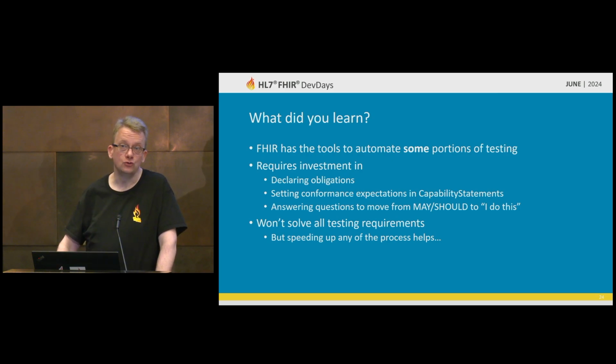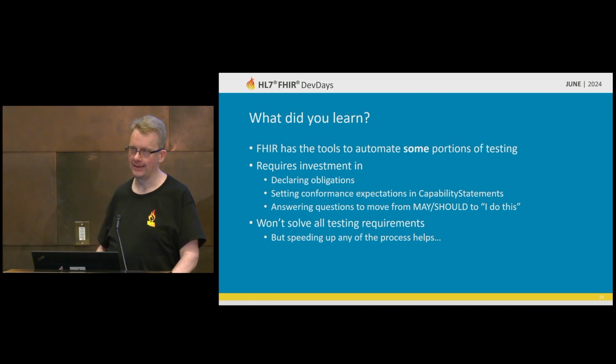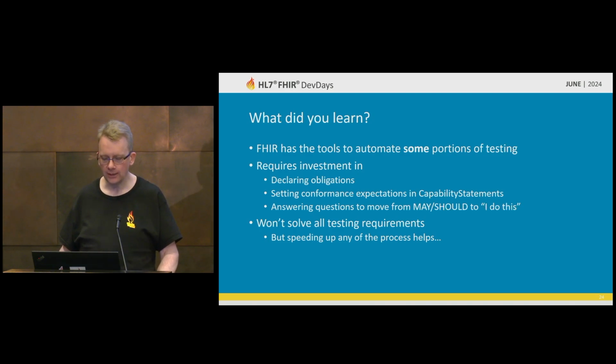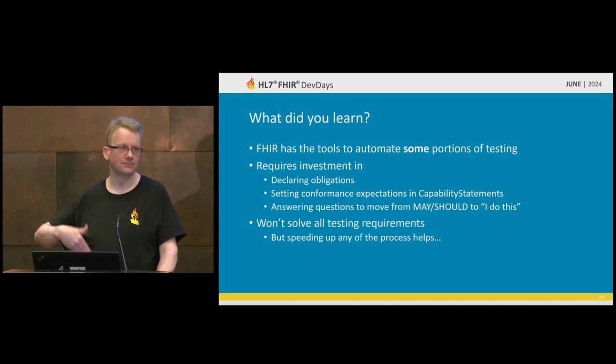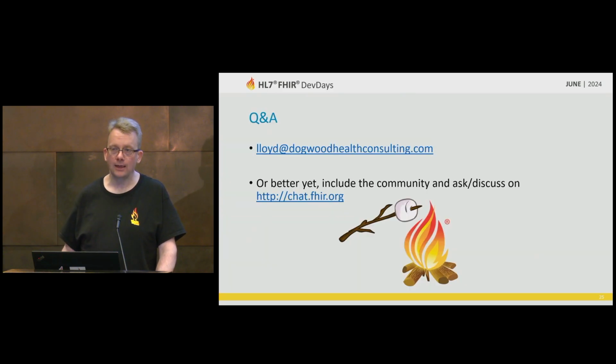In order to make this work, you do have to do work yourself as an IG author. You have to actually put in computable obligations and get consensus on what those should be, and figure out what should be mays and shalls. You have to go through your capability statements and create them, and then again define your shoulds, shalls, and mays. It's not magic. It's not going to do everything for you, but anything that raises the bar and makes testing easier will hopefully be beneficial for the community. So that's me, and I did leave some time for questions, and I will answer what I can.